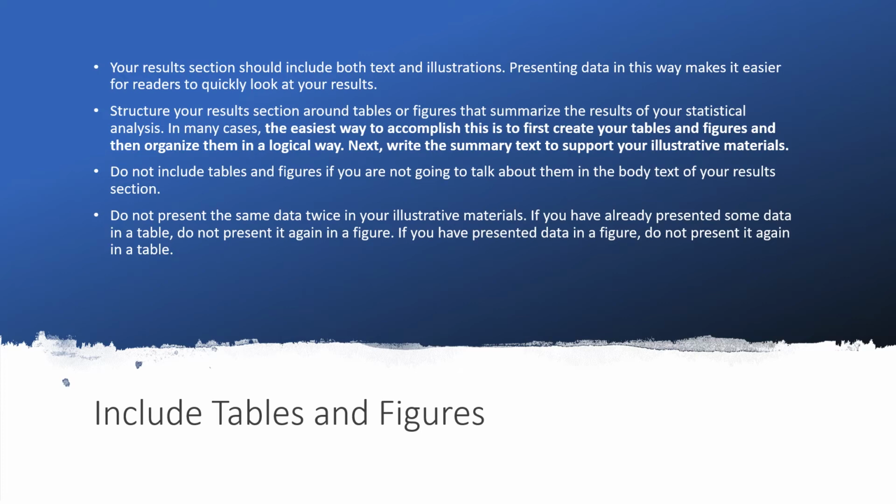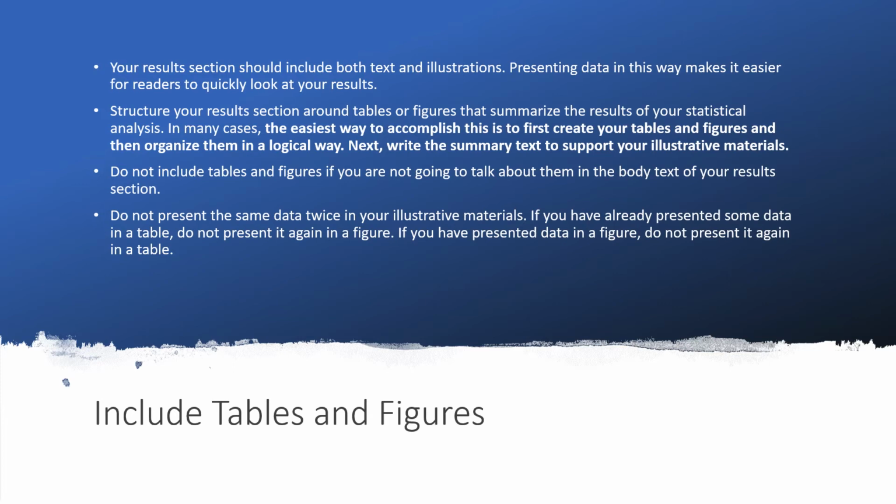So do not include tables and figures if you are not going to talk about them in the body of your results section. Remember, you only include information you're going to talk about, the information that's relevant. And do not present the same data twice in your illustrative materials, right? So maybe you have a chart or a graph or a table that includes findings that speak to two research questions. You do not represent that information. Instead, in your text, you would point back to that table or figure so that people would not have to see the same chart or graph twice, but instead could just go back and reference it, right?